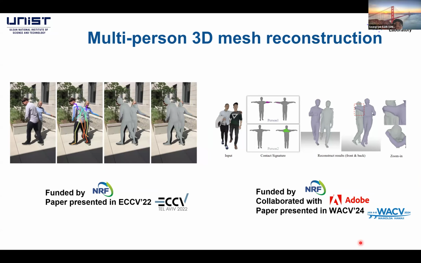And for humans, we did this type of thing also. HMR, which we have seen, only does 3D mesh reconstruction for single human cases. But for closely interacting human cases, the previous HMR suffers. So we developed a dedicated algorithm in ECCV 22. And there are also human bodies that have clothes on the surface.